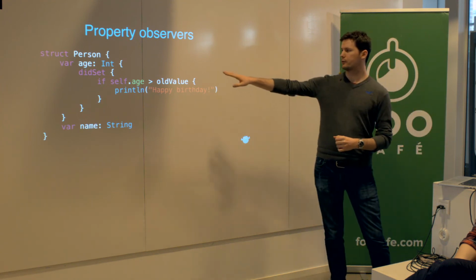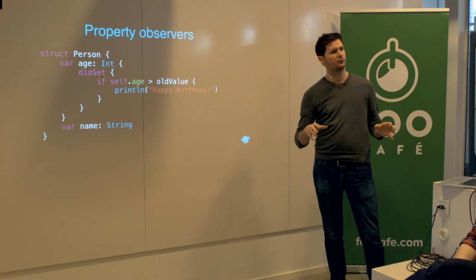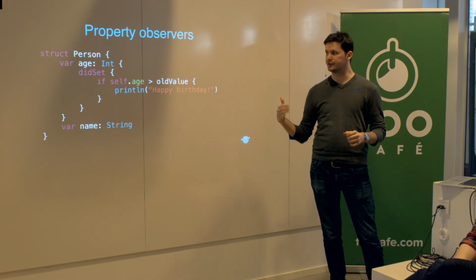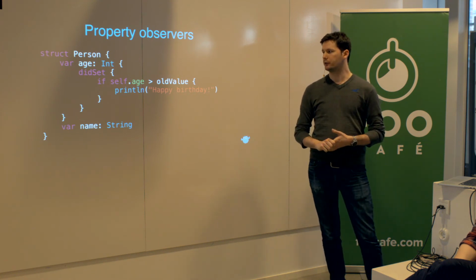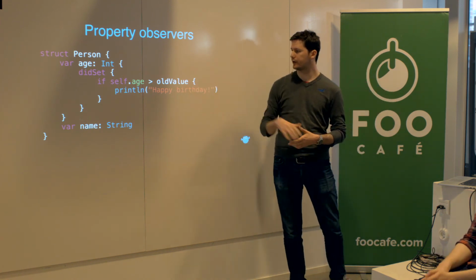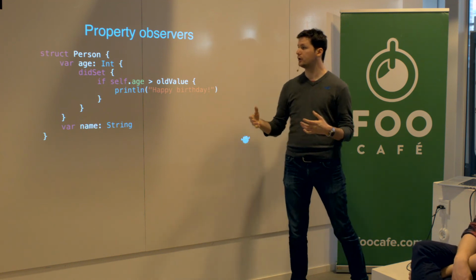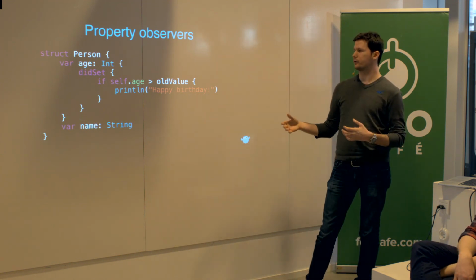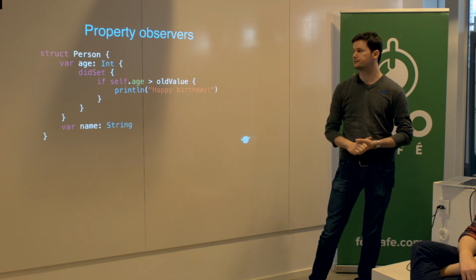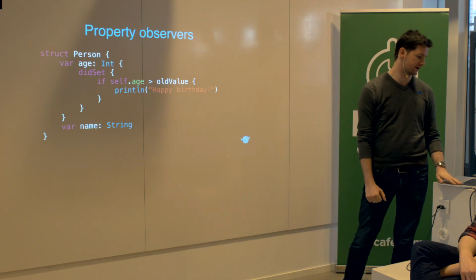And there's also another one called willSet. The difference between them is that willSet will be called before the property is actually changed, and didSet after. And when we use didSet, we have this oldValue variable accessible to us, so we can see what the old value was. And if we use willSet, we get a variable named newValue. So you can compare those to what we're actually setting.